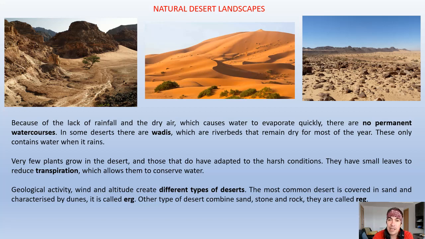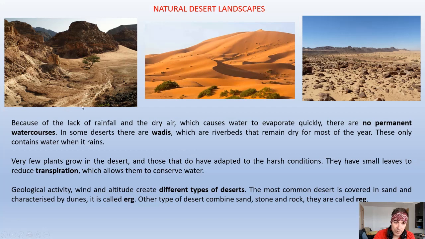We can see that because of the lack of rainfall and the dry air, which causes water to evaporate quickly, there are no permanent water courses. There are no rivers. In some deserts, somehow there are wadis. Wadis are riverbeds, lechos del río, that remain dry for most of the year. Okay, and they only carry water when it rains. For example, here you have a wadi.